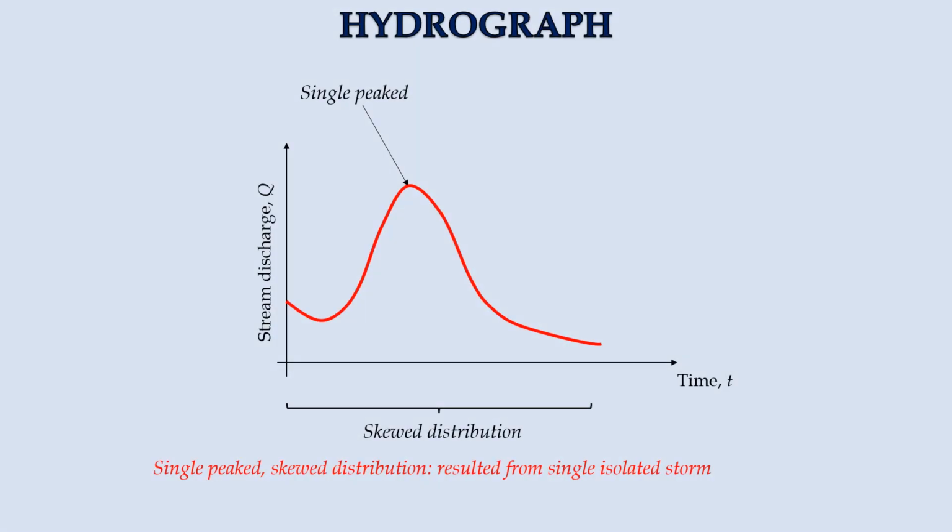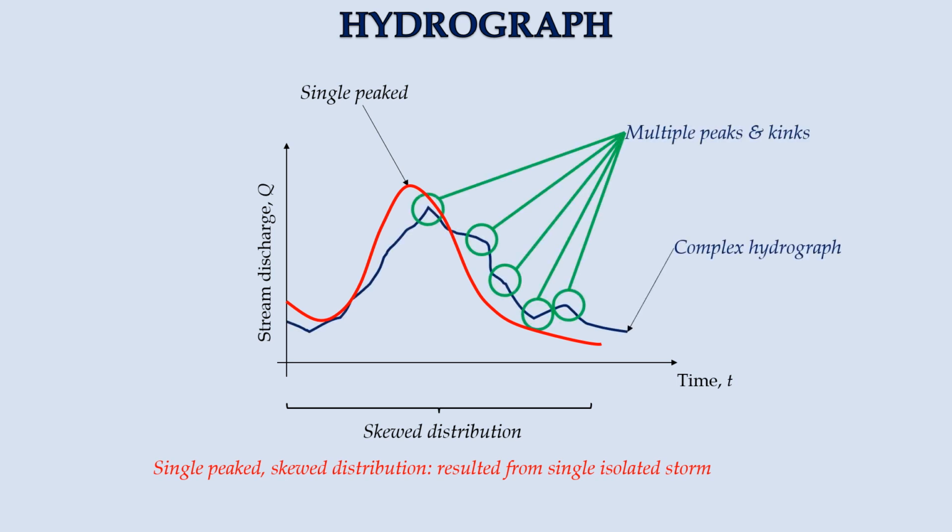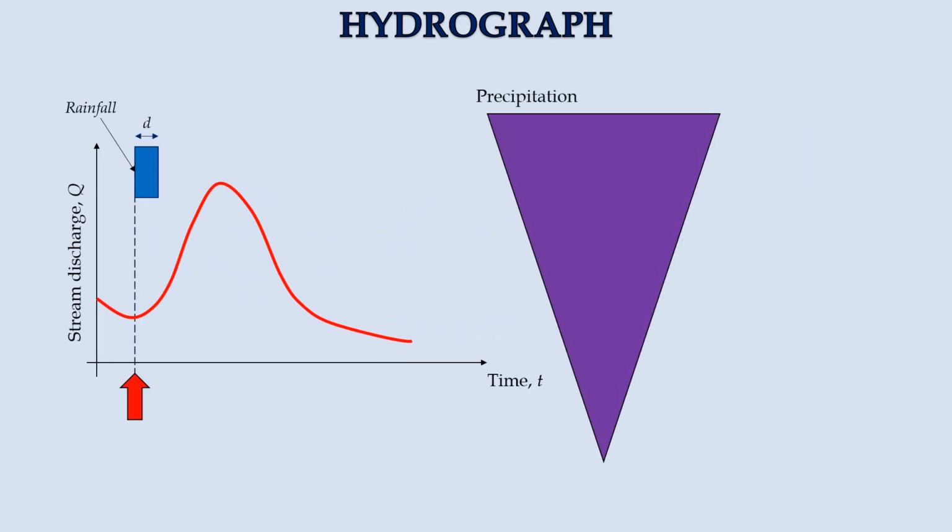Consider a single peak skew distribution of discharge over time. This is a simple hydrograph that indicates the discharge through a stream after an isolated storm. For hydrograph studies, this is usually preferred over complex hydrographs consisting of multiple peaks and kinks. Let's say we have a uniform rainfall over a storm duration of D.